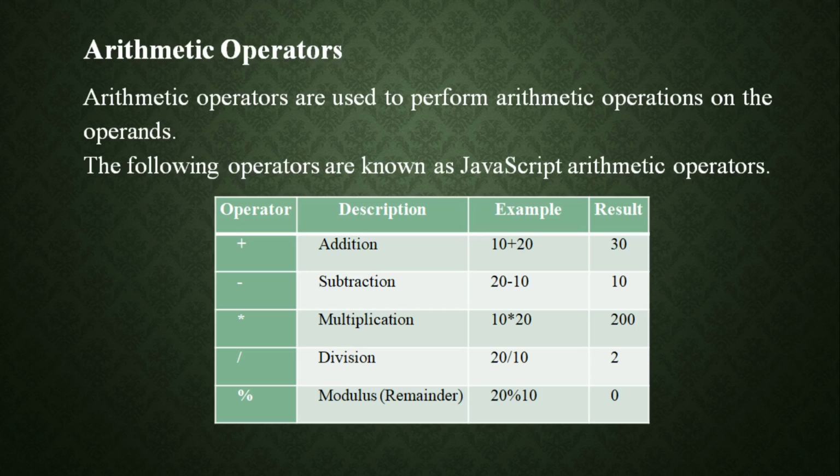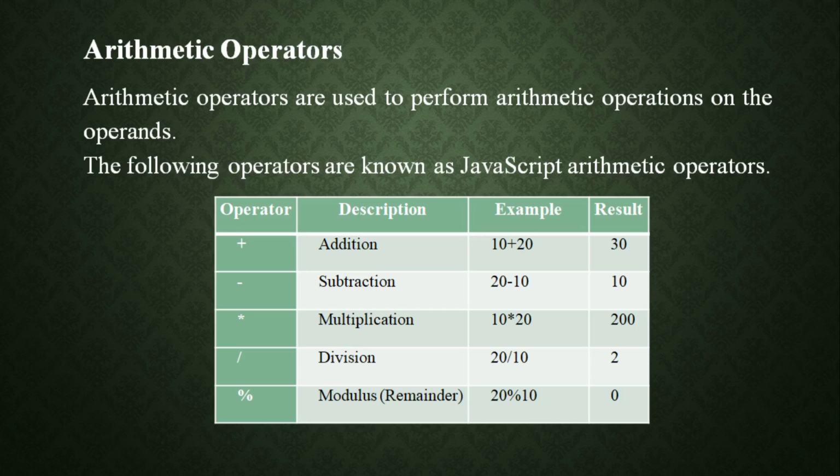Arithmetic operators. These operators are mainly meant for doing mathematical operations like addition, subtraction, multiplication, division and modulo operation. For doing these operations, we need arithmetic operands. The operator used for addition is plus and for subtraction is minus. For multiplication, asterisk. And for division, slash. And for modulo, the mod operator.